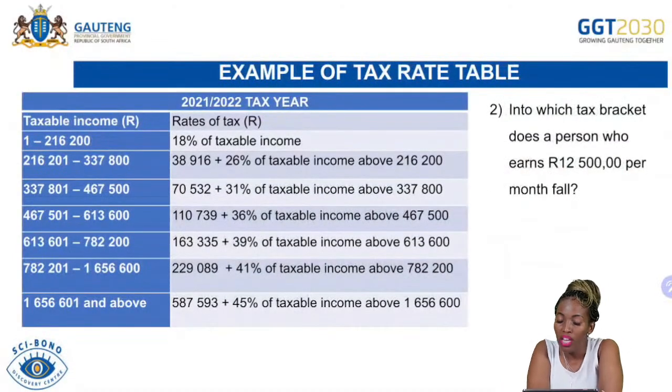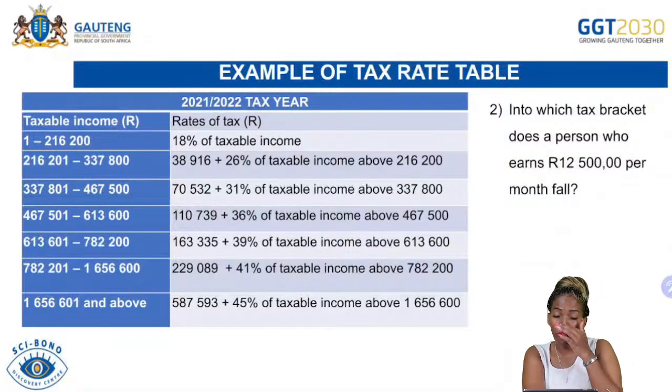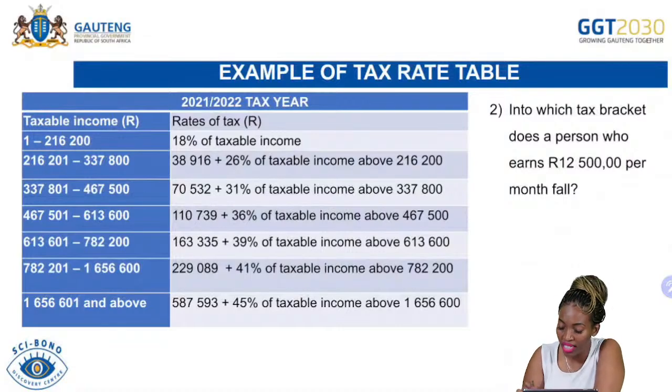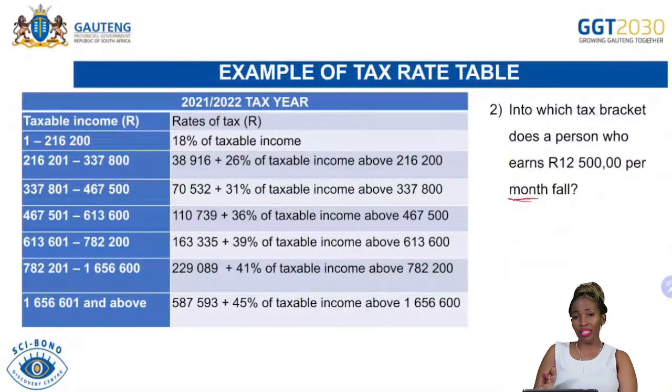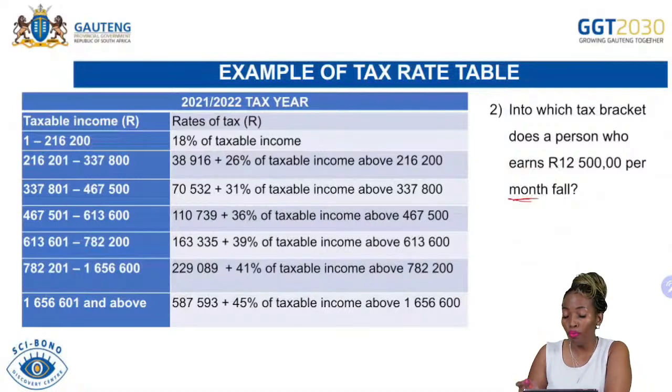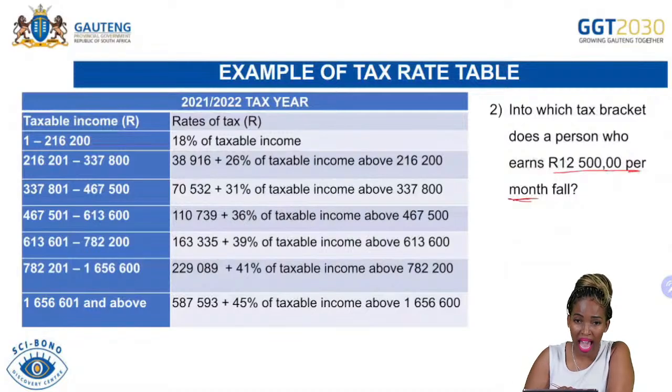The second example: into which tax bracket does a person who earns 12,500 per month fall? Remember what I said? Step number 1, you must check if your amount is in the annual format or not. Our amount here is 12,500. We don't have a problem, but now it is per month. That is where the problem starts, because with income tax, all our values must be in the annual format. So we must take this 12,500 per month and convert it to per annum.